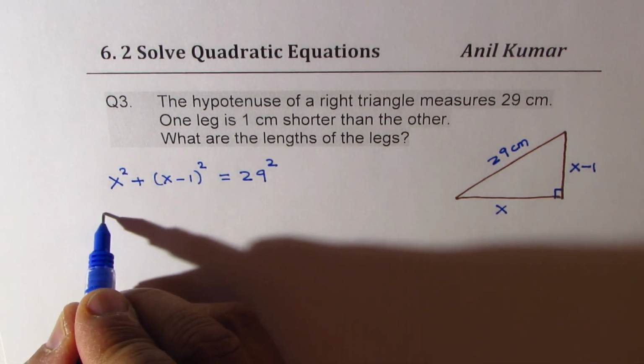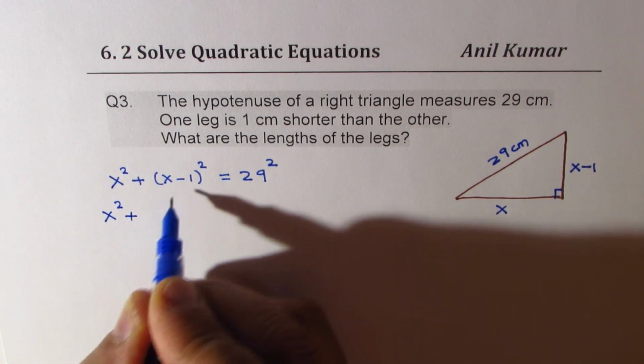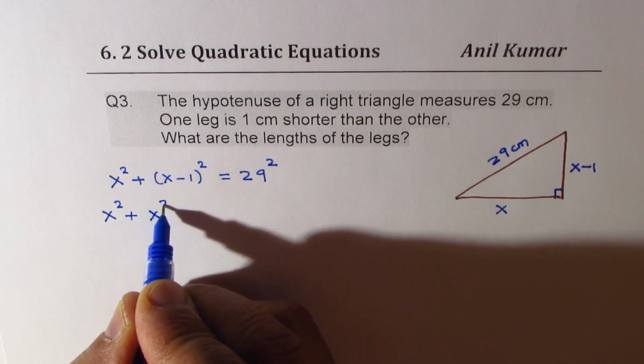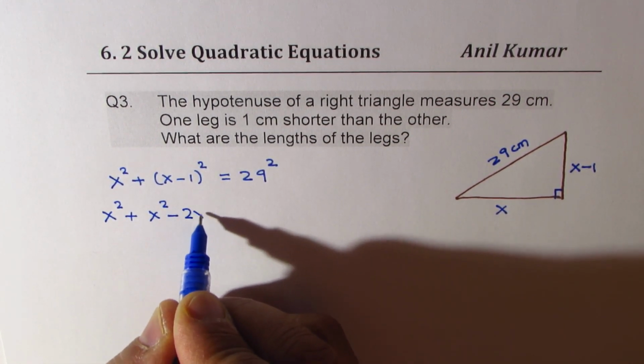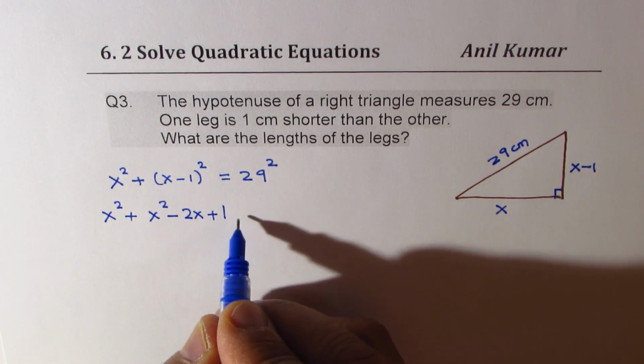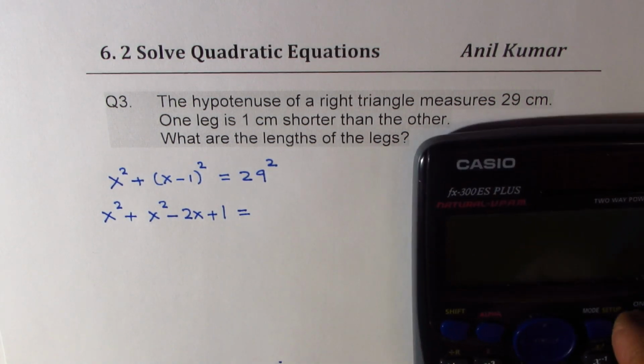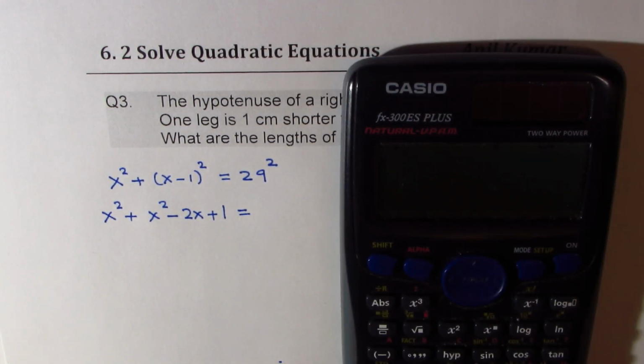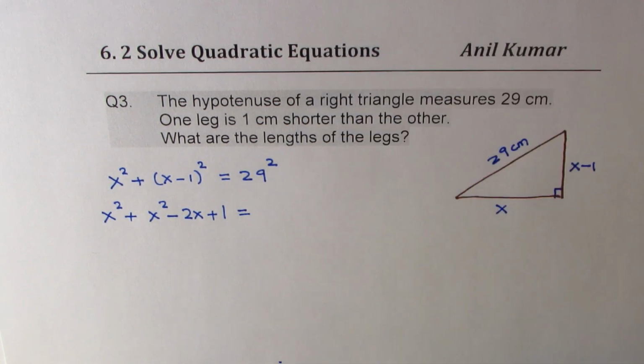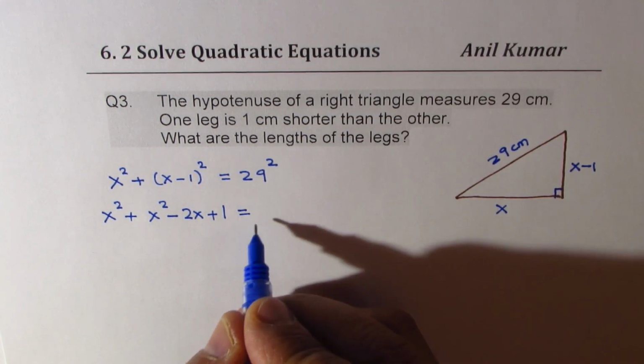So let's expand this. We get x square plus, when you expand this part, you get x square minus 2x plus 1 equals to 29 square. Some of you can find 30 minus 1 also, calculate it out. But let's use what this calculator says. 29 square is equal to 841.